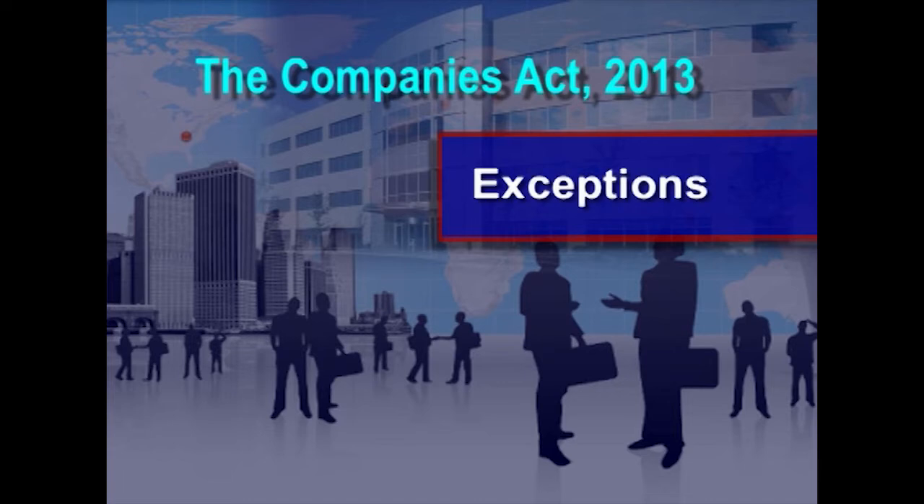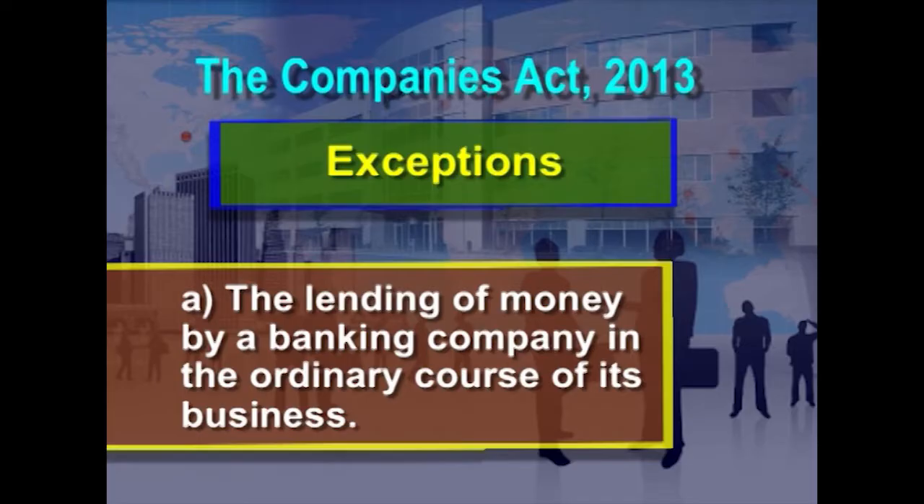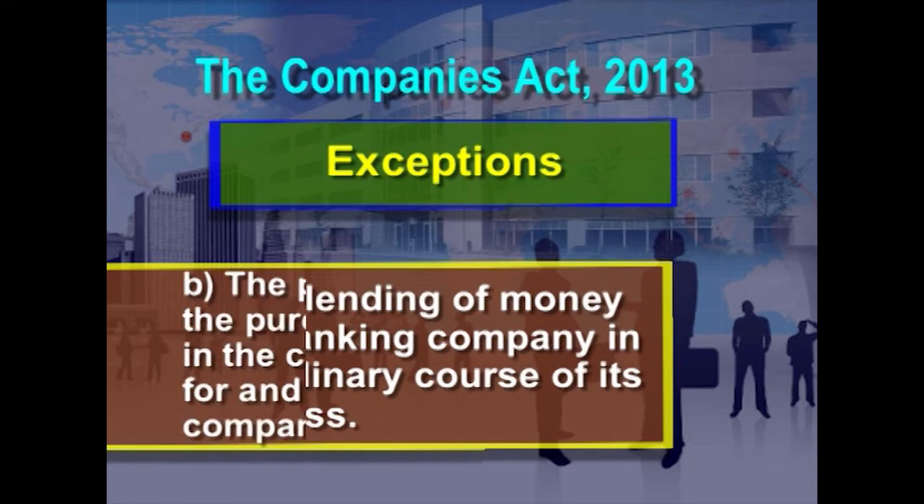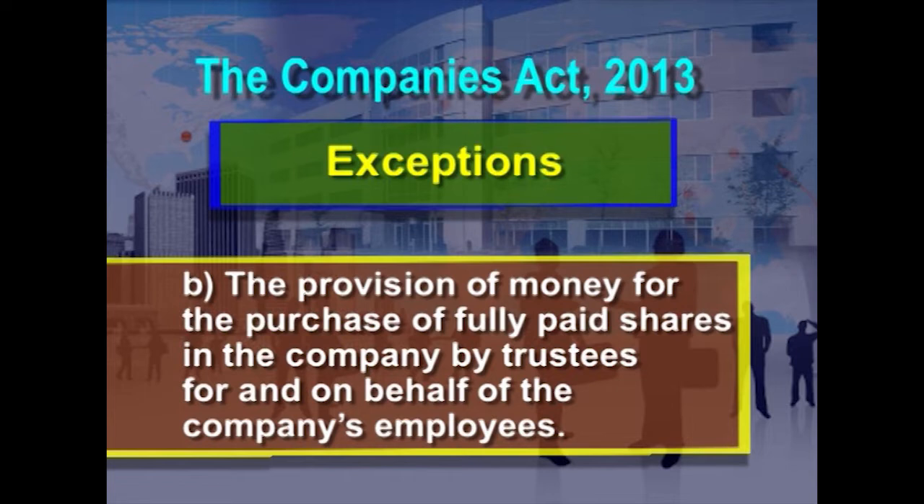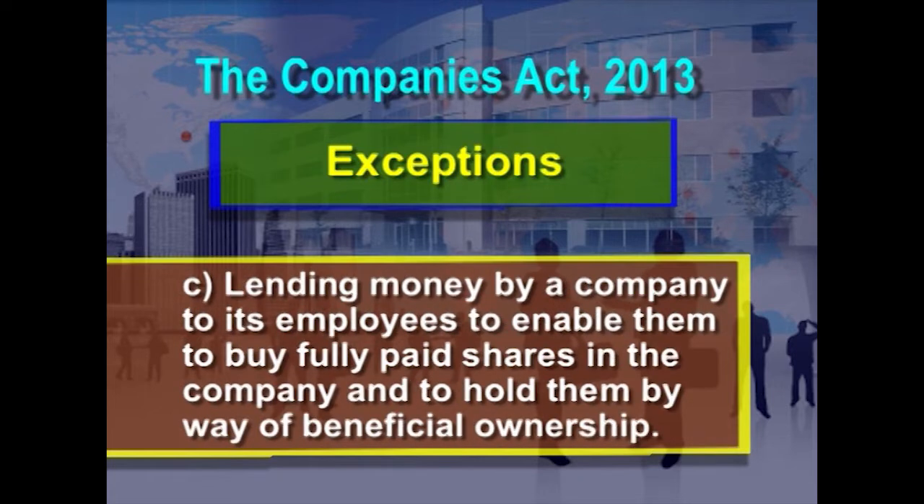Exceptions. The subsection, however, does not prohibit the following kinds of transactions: the lending of money by a banking company in the ordinary course of its business, the provision of money for the purchase of fully paid shares in the company by trustees for and on behalf of the company's employees, lending money by a company to its employees to enable them to buy fully paid shares in the company and to hold them by way of beneficial ownership.